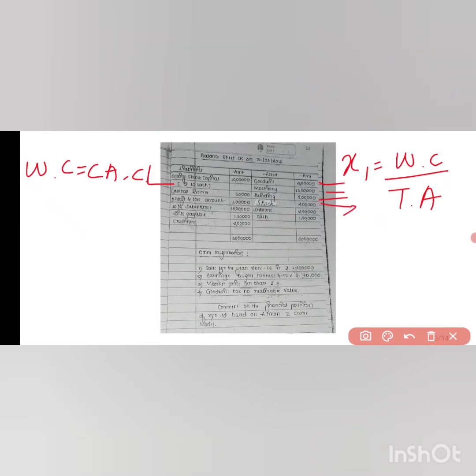Stock is current asset, right? Debtors, current asset. Cash, current asset, because these can be converted into cash within 1 year. So that's why these all are our current assets. So we got now what are our current assets? Stock plus debtors plus cash. So three things are our current assets. Now we have to find out what are the current liabilities.